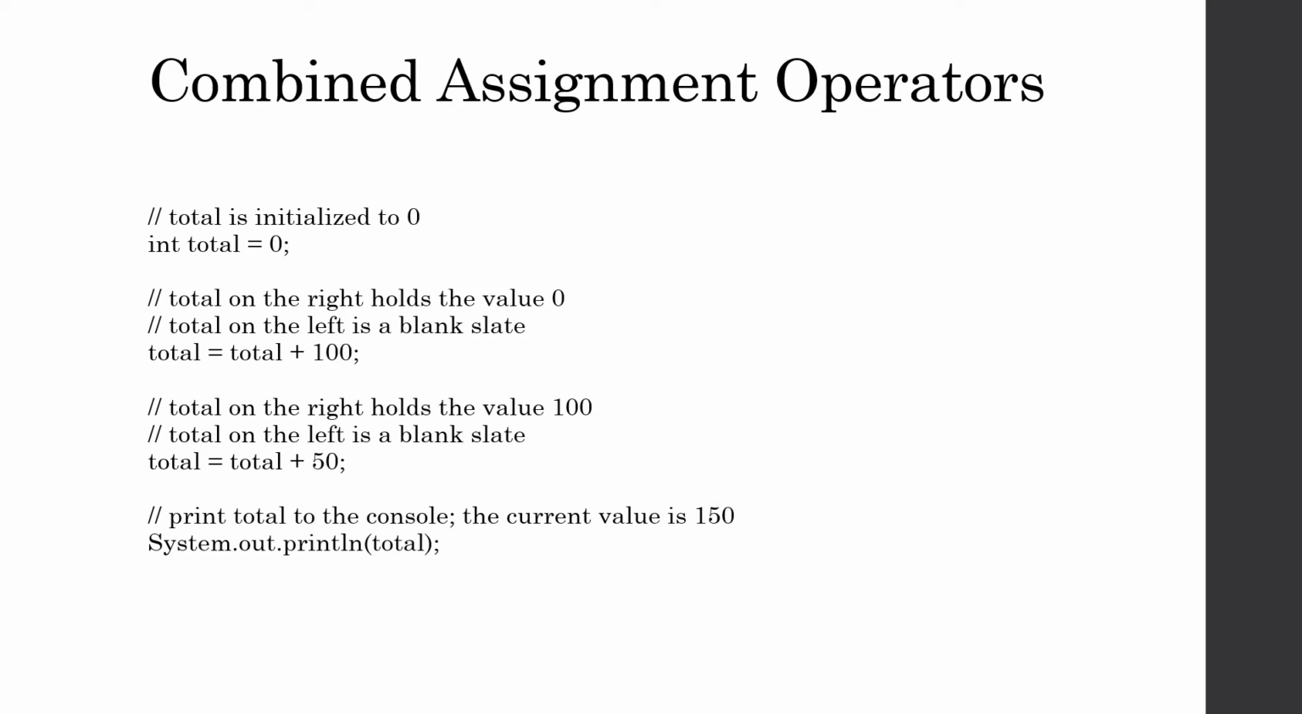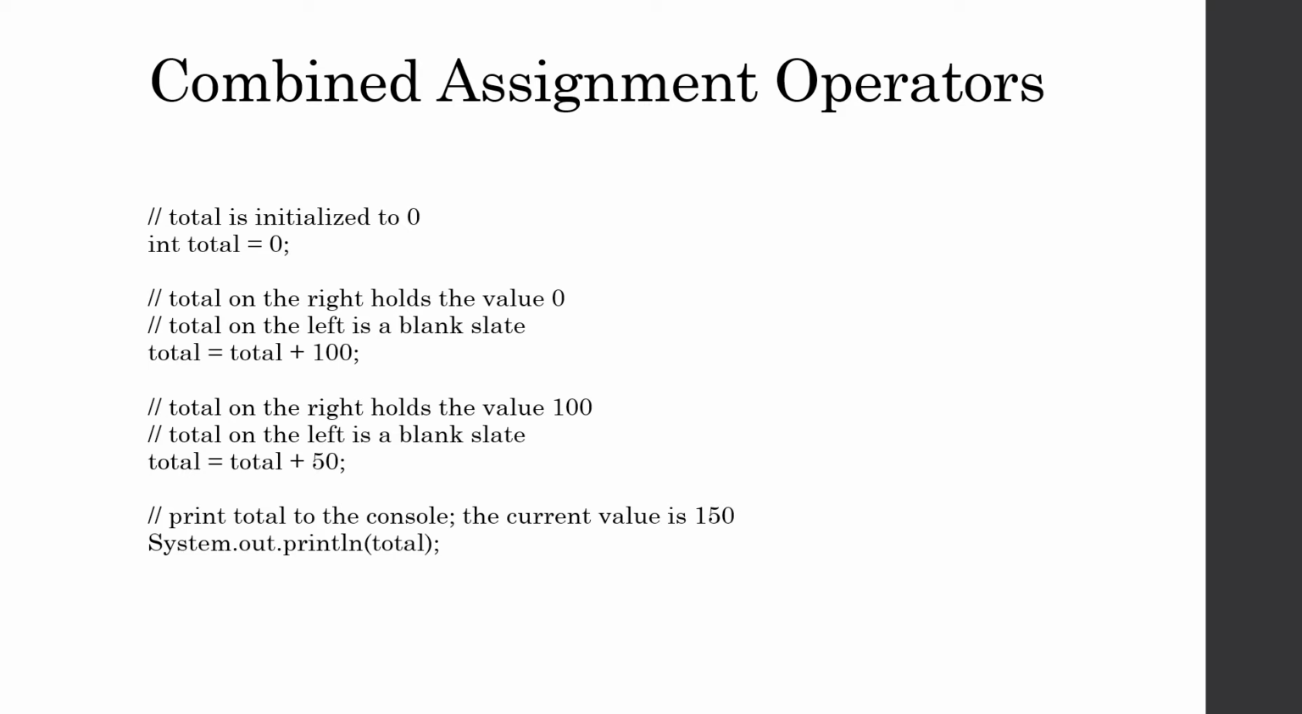On the next line, we're going to repeat this process. We're going to do total on the right side, which now holds the value 100 inside of it after the previous operation. But total on the left side, again, is still going to be treated as that blank slate. So we'll do this operation, add them together, and the result is going to be 150. We're storing that back into total. And then on this very last line, we're going to print that to the console.